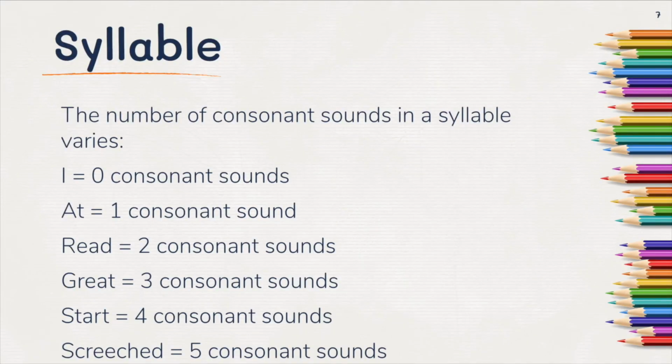Maybe you noticed that the number of consonants can vary. A syllable can have 0 consonants, like I, 1 consonant, like at, 2, like read, 3, like great, 4, like start, and 5, like in the word screeched. So the important detail here is that the number of vowel sounds determines how many syllables are in a word, not the number of consonant sounds.